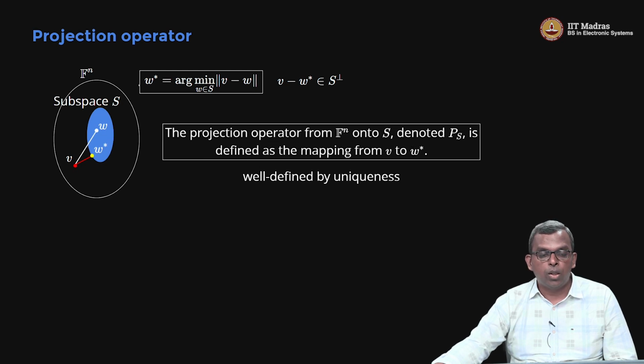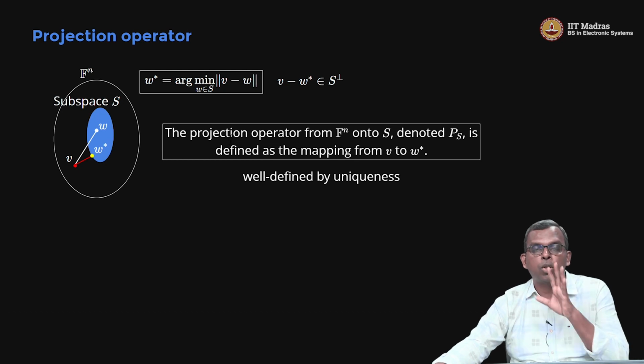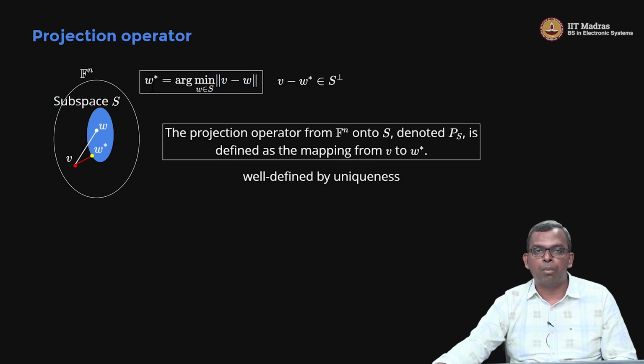I know this W star is unique, right? So I take any vector V in Fn. I have this subspace S defined. I will simply project to the subspace. Whatever W star I get, I will give as output of my projection operator. It's well defined by the uniqueness. I won't get ambiguous values. There will be only one W star that I will get. That's defined very well by the uniqueness property. So, this is the definition of the projection operator.